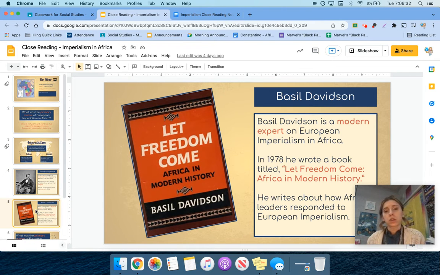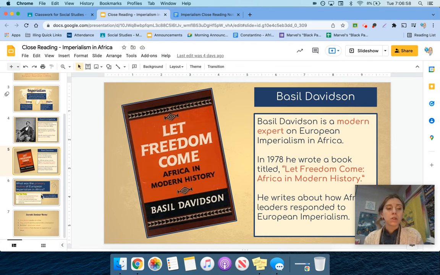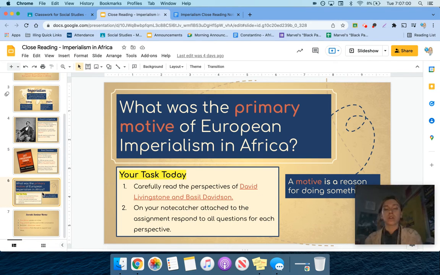The second source you're going to read from, or the second perspective, is much newer. It's from 1978, and it's from a book titled Let Freedom Come: Africa and Modern History by a historian named Basil Davidson. Now, he writes a totally different perspective on imperialism, one that we will probably agree with more because it's making Europeans seem like villains. He writes about how African leaders responded to European imperialism. So your task today is to read each of those perspectives.